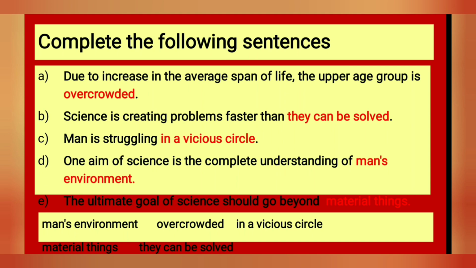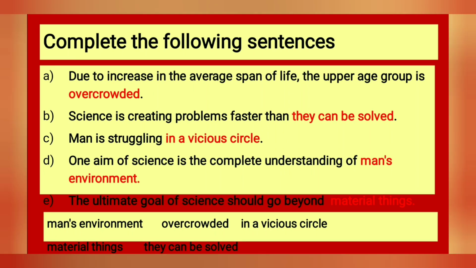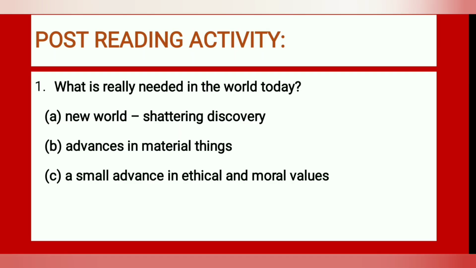Now, next is E part. The ultimate goal of science should go beyond material things. So, these are the correct answers. I hope you would have guessed all these correctly. So, let's move on to our next activity. A few questions will be displayed on the screen one by one, and then you have to answer these questions. You have to choose the correct options out of the three options given with each question.